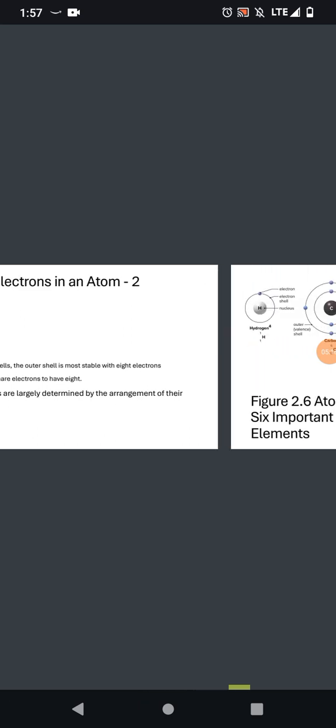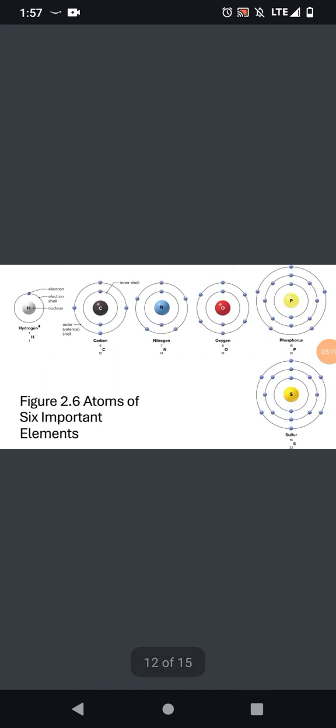Octet rule for the valence shell. The valence shell is the outermost shell. If an atom has more than 2 shells, the outer shell is most stable with 8 electrons. Atoms can give up, accept, or share electrons to have 8. Chemical properties of atoms are largely determined by the arrangement of their electrons. So here's a whole table.